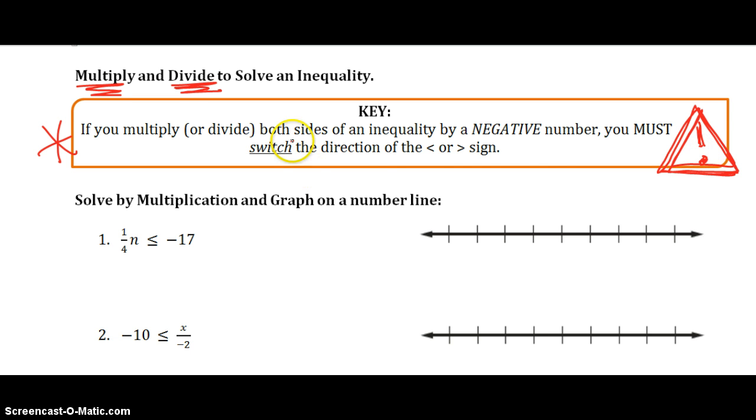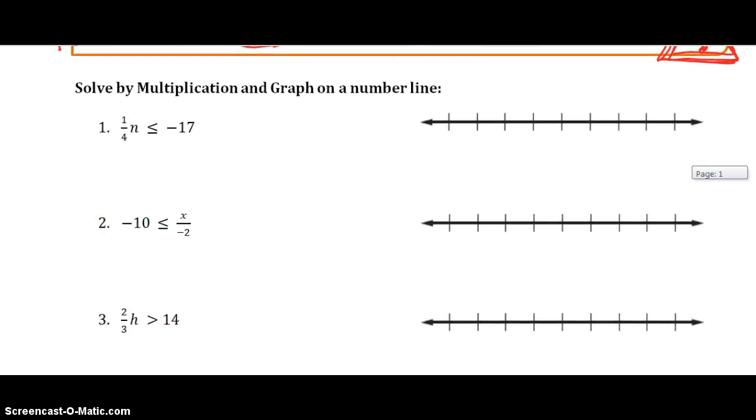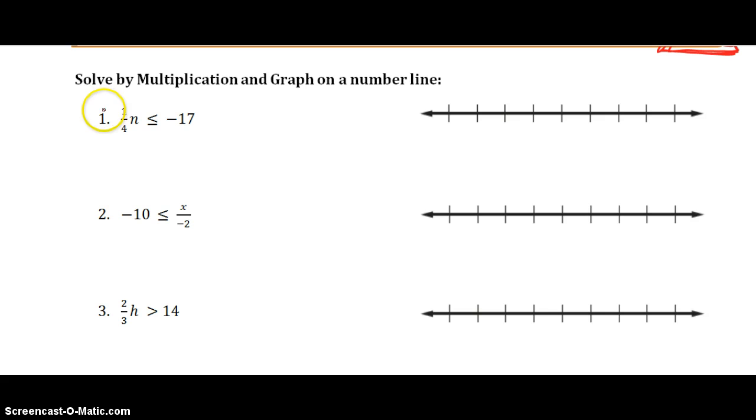What's the exception? If you multiply or divide by a negative, you must switch the direction of the inequality sign, of the greater than or less than sign. So let me show you what that looks like. Our first problem, where we're multiplying to undo dividing by 4. 4's cancel, so n is less than or equal to -68.